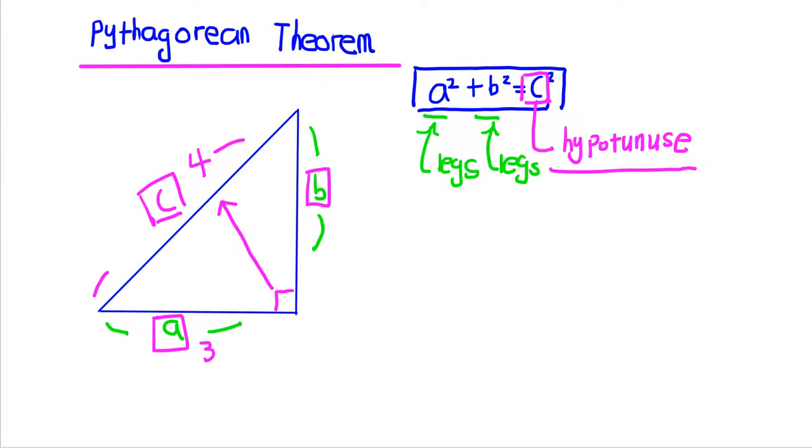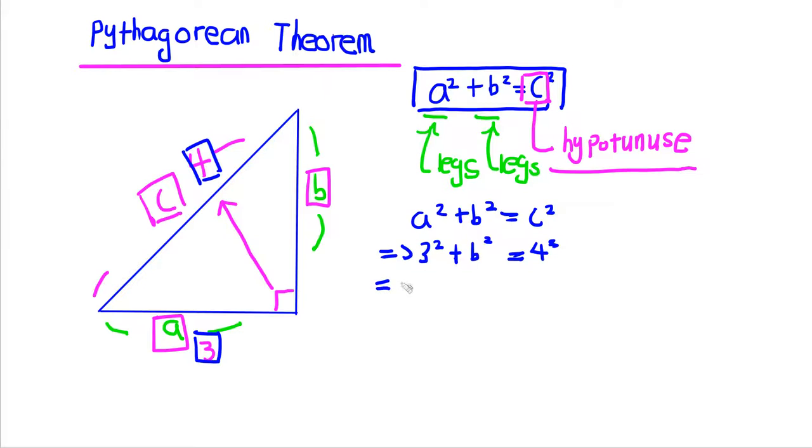If you make an equation, it is a squared plus b squared should be c squared. Now c squared is 4 squared in this case, so 4 squared should be equal to 3 squared plus b squared. If you simplify this more, 3 squared is going to be 9, plus b squared should be equal to 4 squared, which is 16. And we can subtract 9 from both sides. On the left side, we're going to get b squared should be equal to 7.